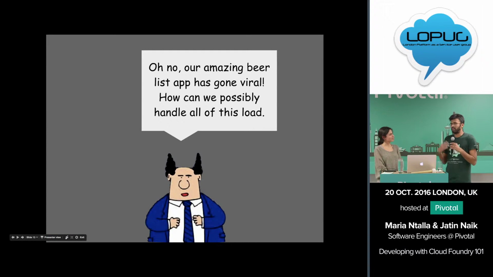So our manager is back, and apparently the application that we deployed on the internet has gone viral, and we are getting a lot of load. How can we possibly handle that?